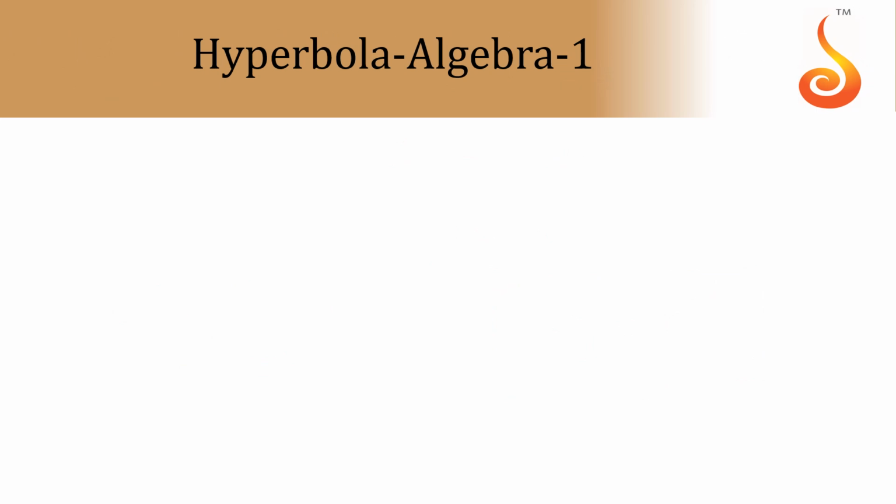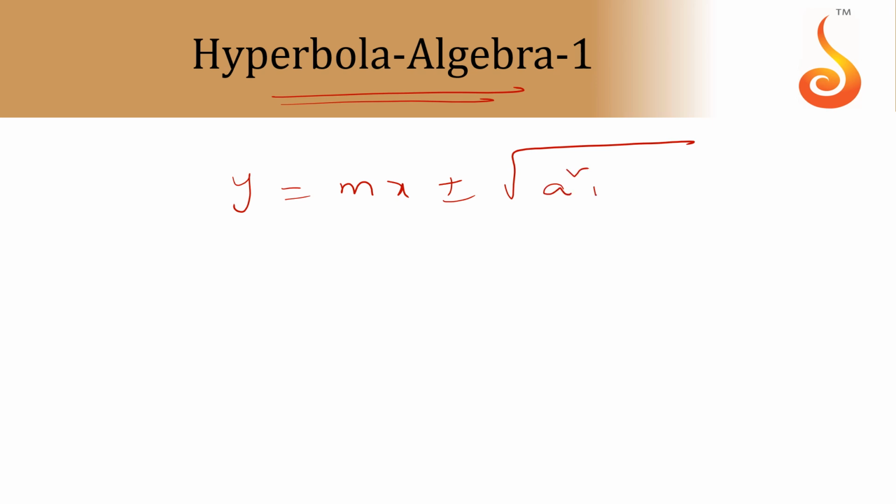Here also algebra we can introduce. Then you will get y equal to mx plus or minus under root of a square m square minus b square. You will get the infinite tangents, and if it passes through x1 y1, director circle equation, you will get x square plus y square equal to a square minus b square. And sum of the slopes, product of the slopes, if you equate the product of the slopes to minus 1, you will get this director circle. Angle between tangents, pair of tangents, everything you can do.